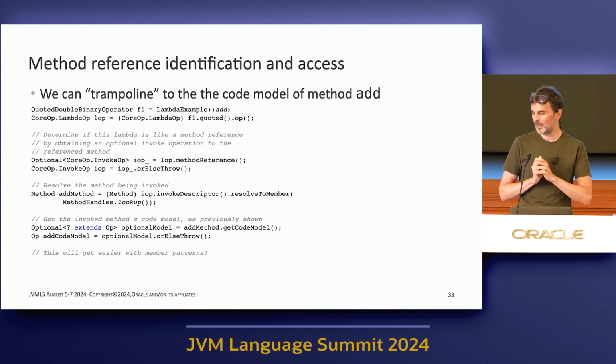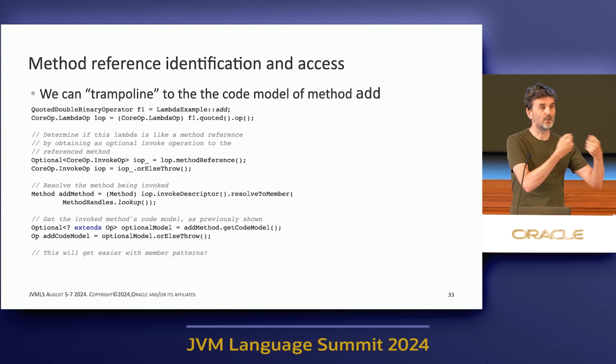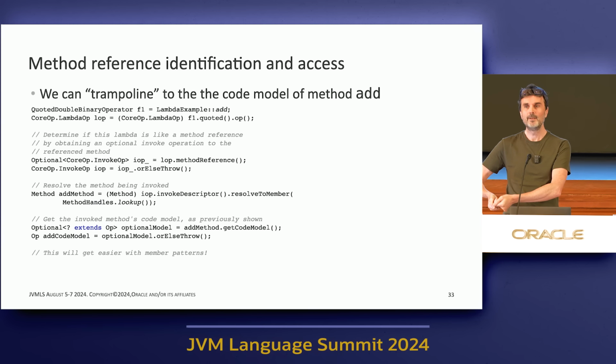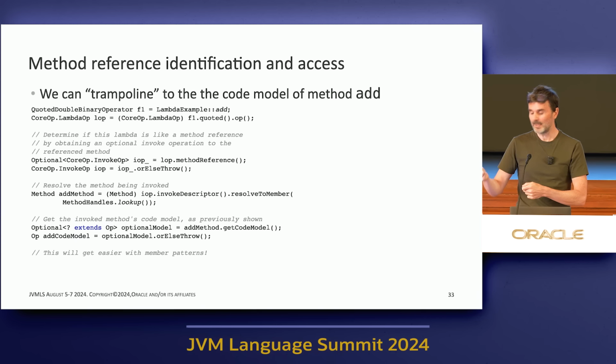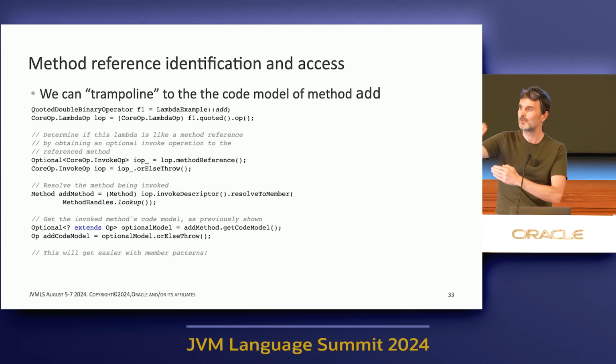Well, first of all, we can get the code model of the lambda, and then we can ask it, are you method reference-like? The lambda op is the op modeling lambda expressions. We can ask it, did you come from something that looks like a method reference? There's a method called method reference, it returns an optional that gives you the invoke operation if that is true. And from the invoke operation, we can get the invoke descriptor and we can resolve it to the method, the java.lang.reflect.Method object. And from there, we can get a code model as we've shown before. So we can sort of hop and trampoline on. So we can leverage reflection, we're enhancing reflection, but also reusing reflection as well.